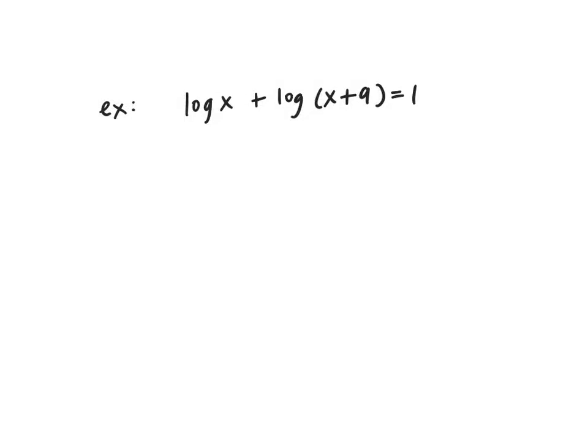Here's another example. Common log of x plus common log of x plus 9 equals 1. So again, if you don't see the base, remember this is really base 10. So here's what you cannot do. You cannot exponentiate each term on both sides.